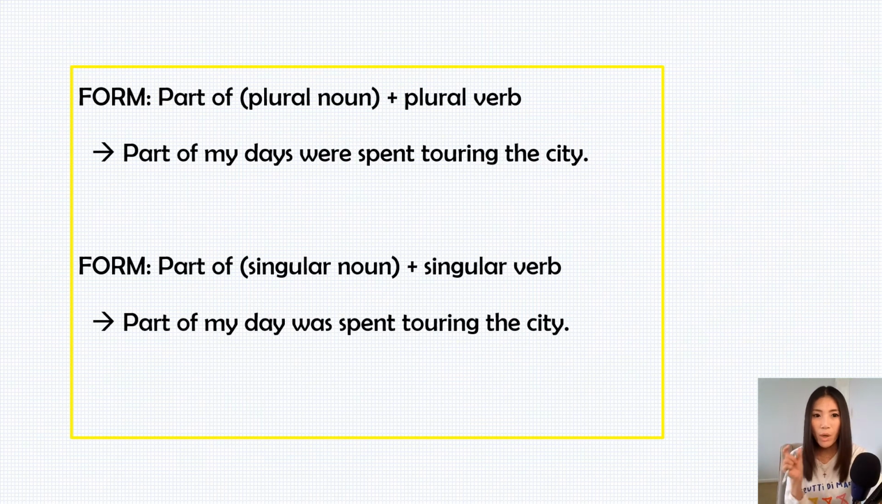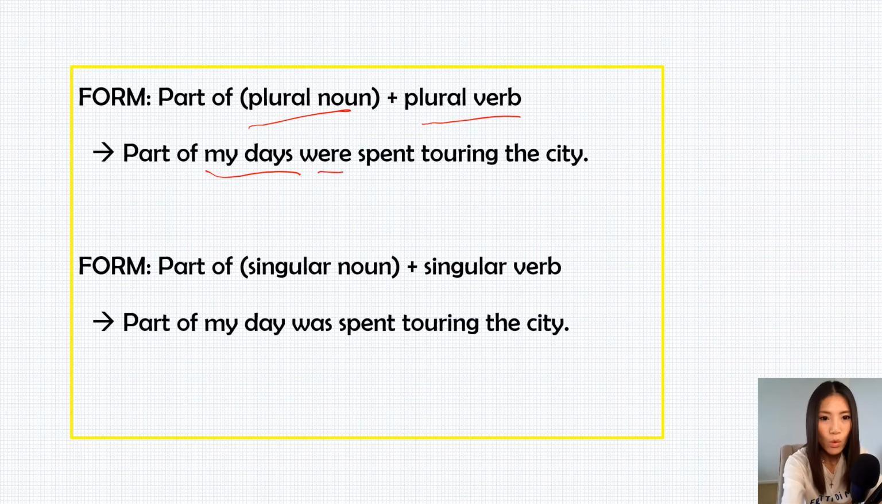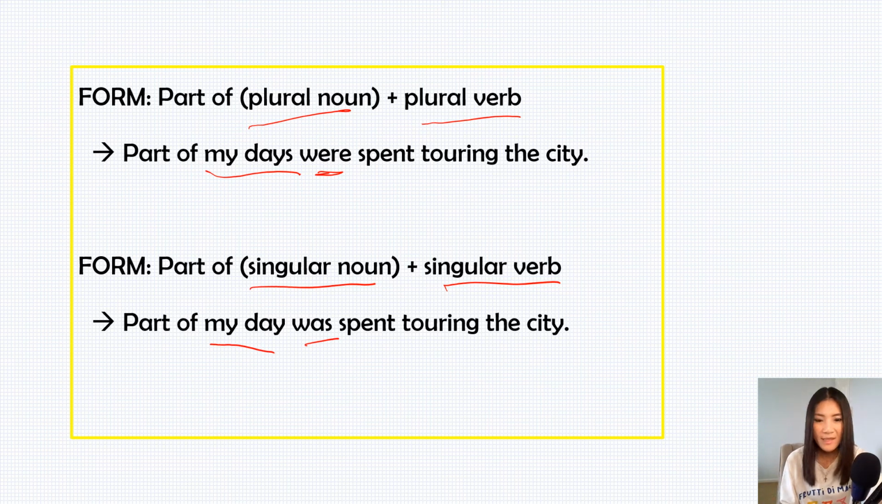With the phrase part of, it's the same thing as some of. So part of, plural noun, we're going to use plural verb. For example, part of my days were spent touring the city. The second rule here says part of and a singular noun, you're going to use a singular verb. Part of my day was spent touring the city.